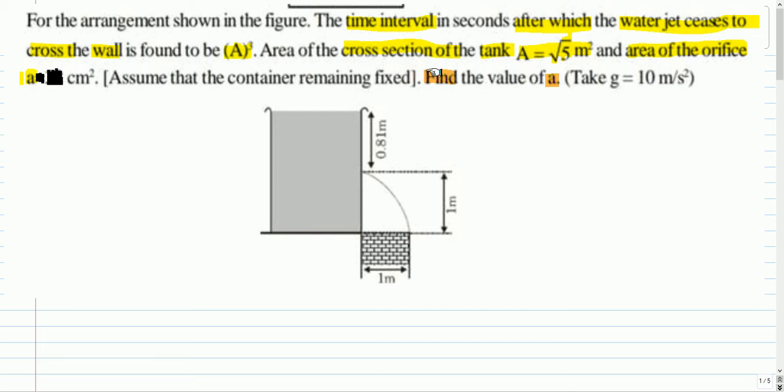Area of cross section of the tank A is square root of 5 meter square and area of the orifice is small a centimeter square. Assuming that the container remains fixed, find the value of A. Take g equal to 10 meter per second square. You can pause the video and attempt this question.